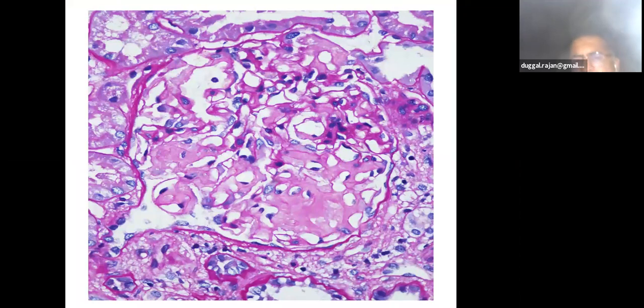Okay, tell me about this glomerulus. What do you think this is? This is a 70-year-old male with nephrotic syndrome, and you can see this is a PAS stain.